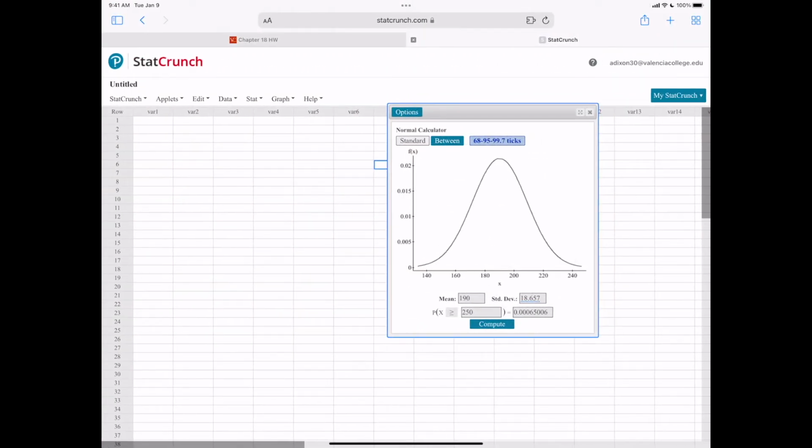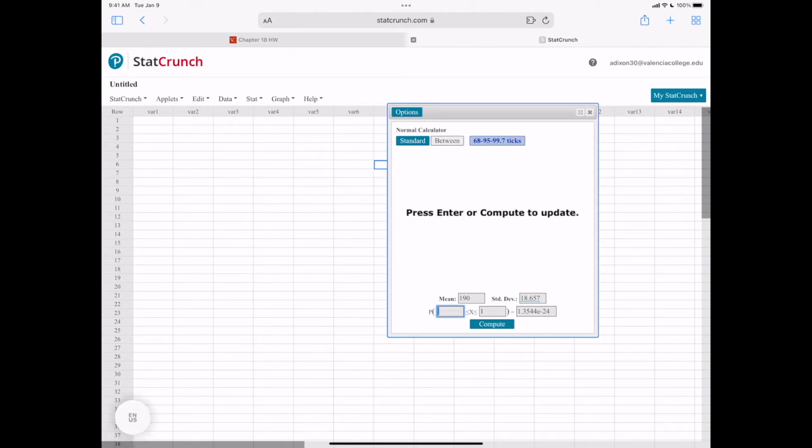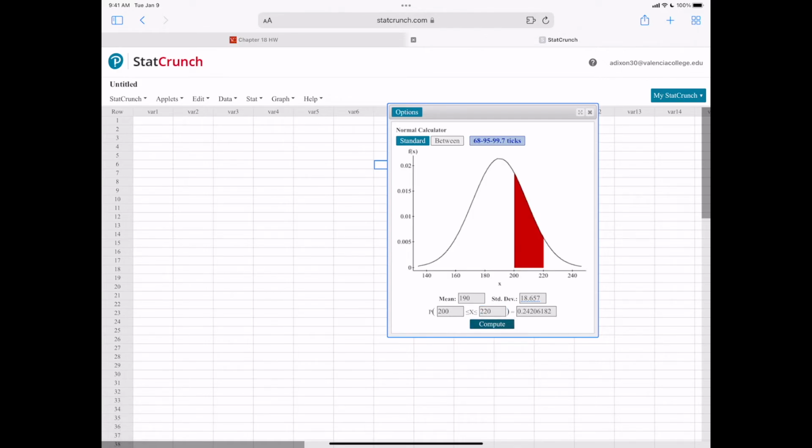So we're going to go back to our StatCrunch calculator. My mean and standard deviation are the same, but instead of the standard calculator, I'm going to do the between option. My lower bound is going to be 200 and the upper bound is going to be 220. We calculate that, and to 3 decimal places, we get 0.242.